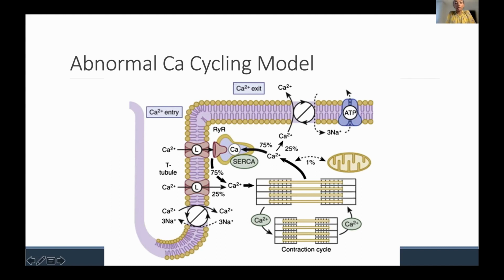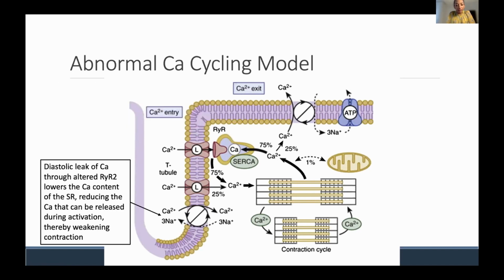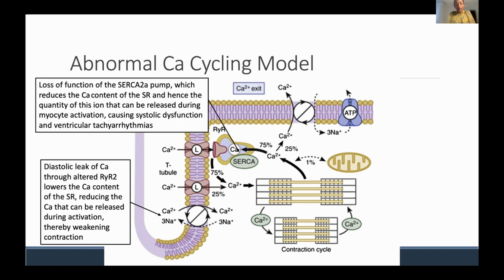We're still learning a lot about what changes exactly in calcium cycling lead to the development of dilated cardiomyopathy, but some of the key changes that have been identified are these. The first is the diastolic leak of calcium through altered ryanodine receptors. This lowers the calcium content of the sarcoplasmic reticulum, reducing the amount of calcium that can be released during activation, and so it weakens contraction. The other important change that's been identified is loss of function of the SERCA2 pump, which reduces the amount of calcium content in the sarcoplasmic reticulum. So less calcium can be released during myocyte activation, causing systolic dysfunction and ventricular arrhythmias. We still don't really know why these changes happen. It's thought that these can be as a result of genetic predispositions, genetic mutations, or injury by various toxins.